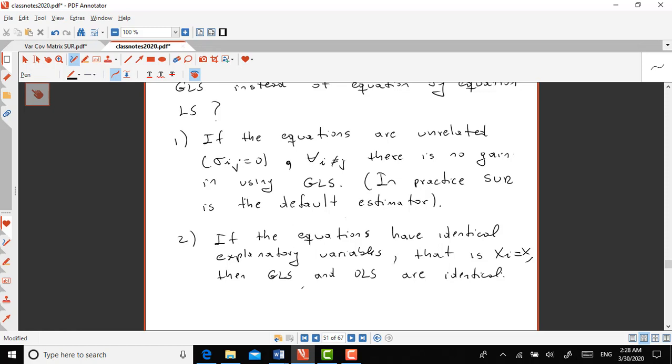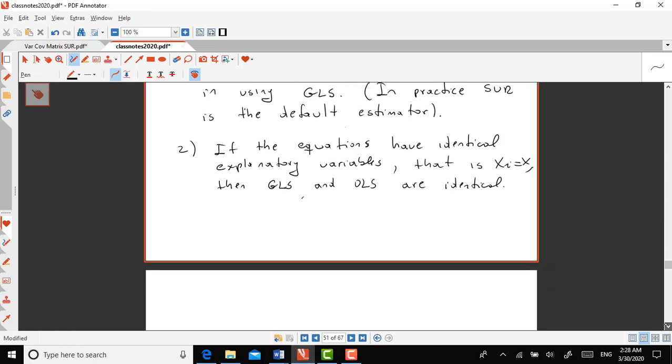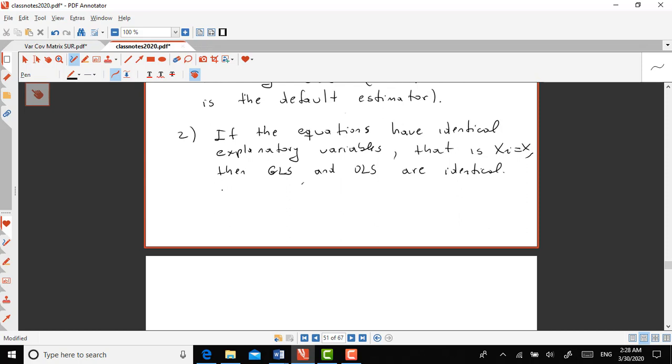But there is an exception, and this is a very important exception. GLS and OLS are identical, except, and this is a very important exception especially for demand analysts or people like me that do demand analysis, in the case when there are restrictions on the coefficients across equations.